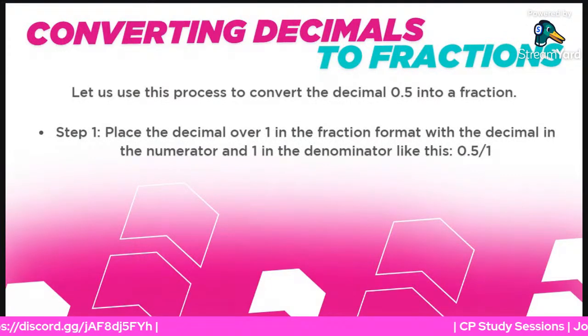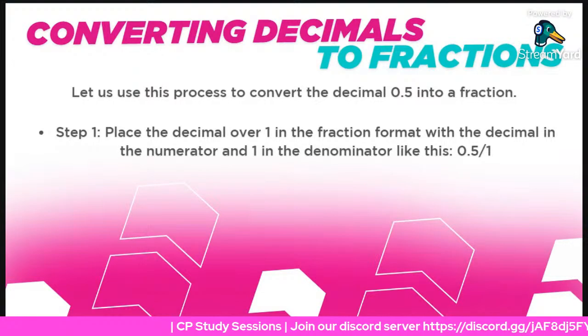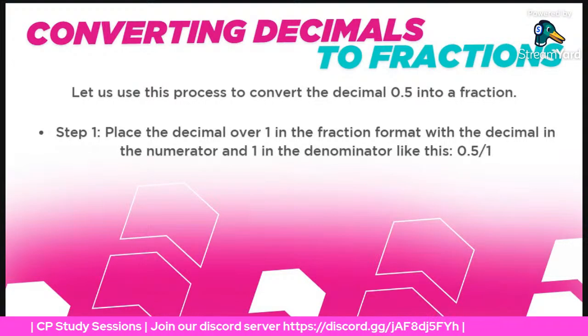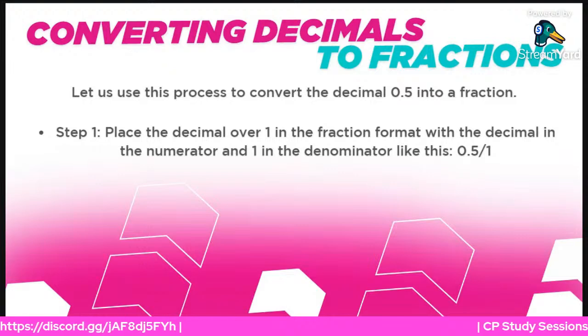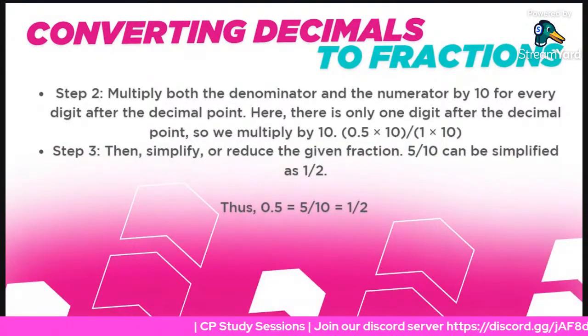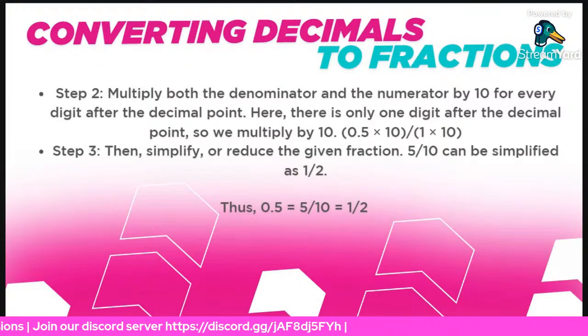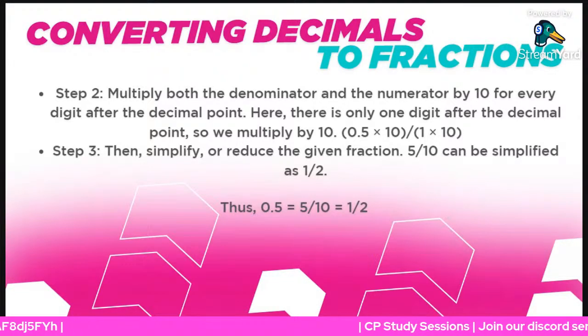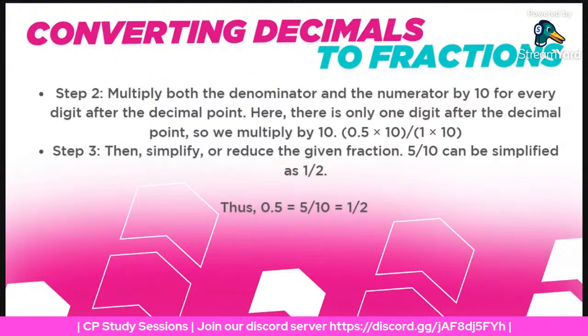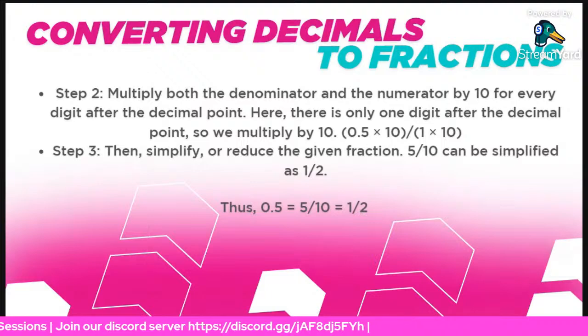So, eto, example. Let us use the process to convert the decimal 0.5 into a fraction. So, using step 1, place the decimal over 1 in the fraction format, the decimal in the numerator, 1 in the denominator like this, 0.5 over 1. And then step 2, multiply both the denominator and the numerator by 10 for every digit after the decimal point. Here, there is only one digit after the decimal point, so you multiply by 10. Since 0.5 lang siya, isa lang yung digit after the point. So 0.5 times 10 over 1 times 10. So we will get, ano ang makukuha natin?